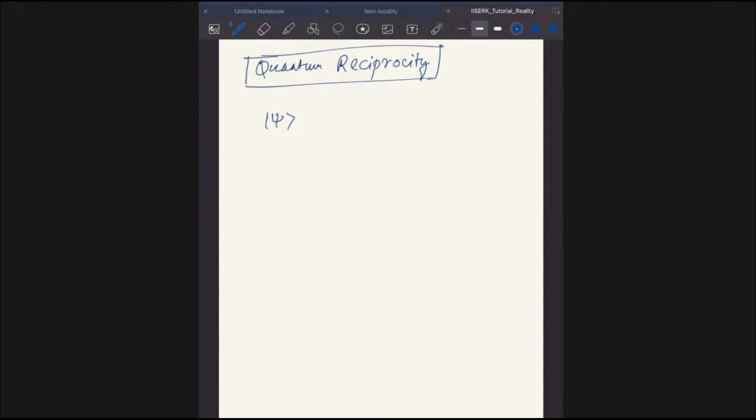If you prepare a state psi, and you have a measurement which contains a projector onto this psi, then the measurement starts.